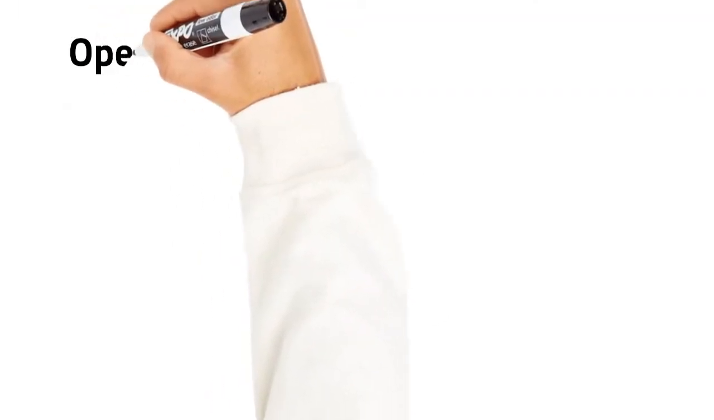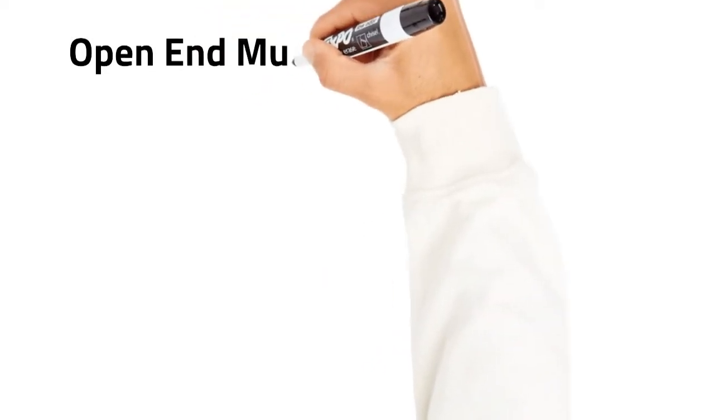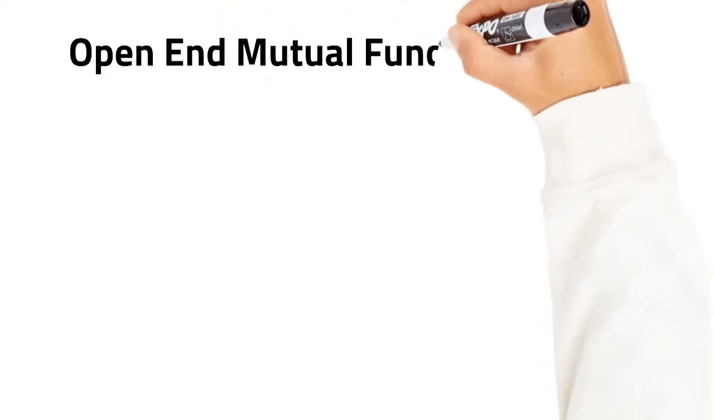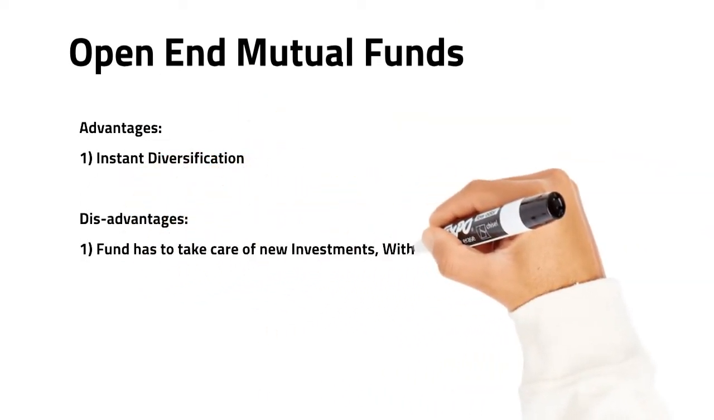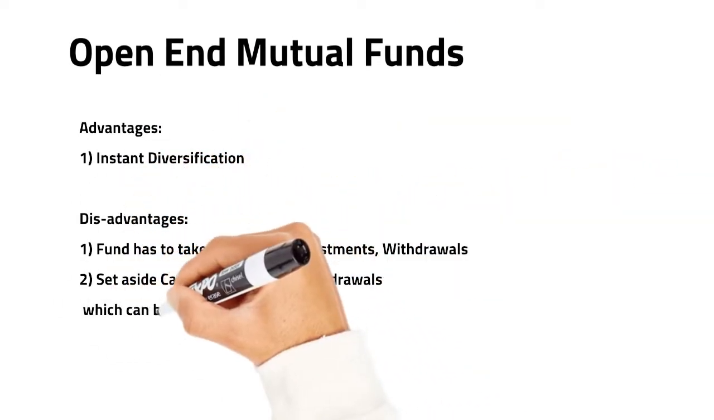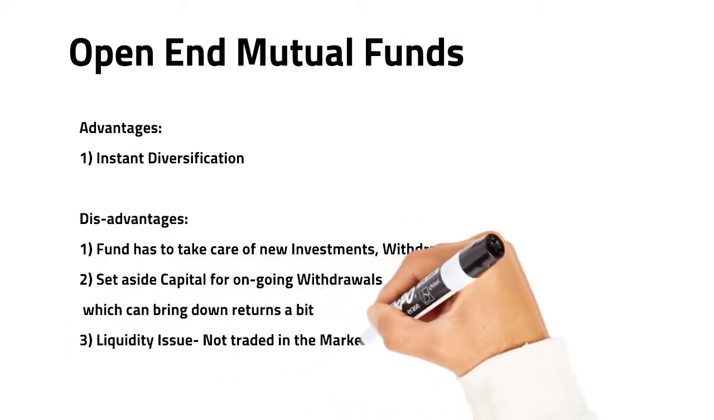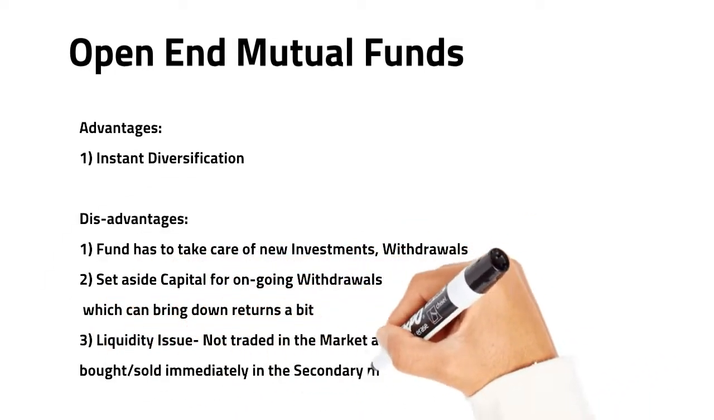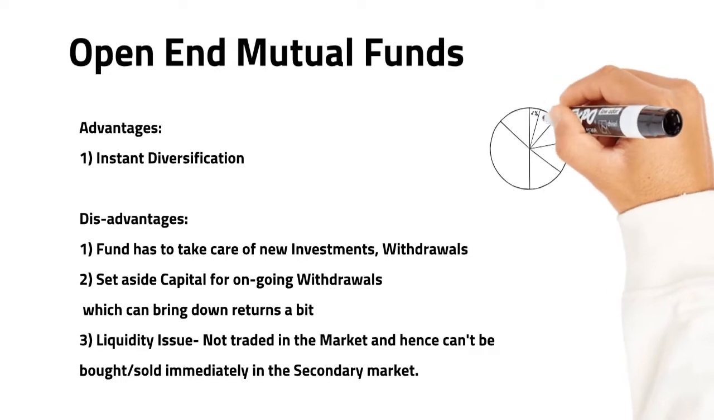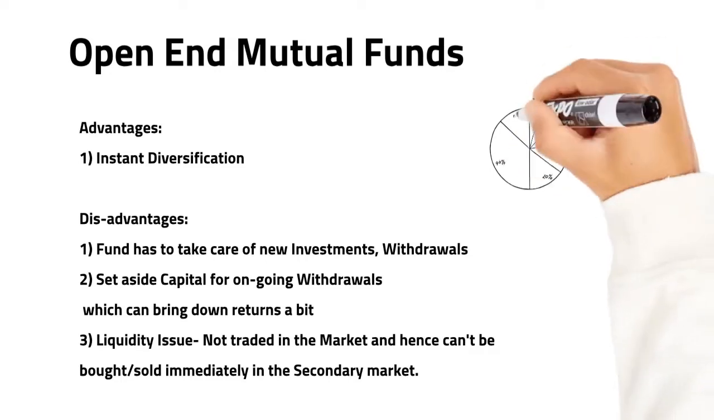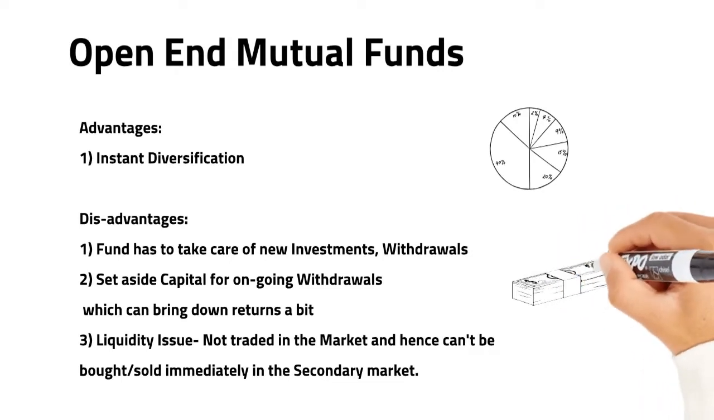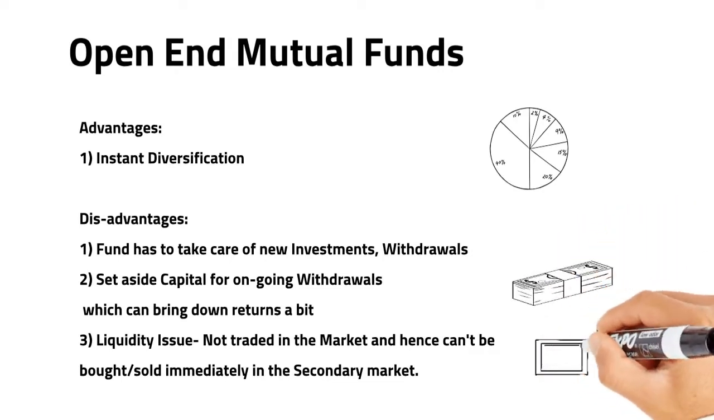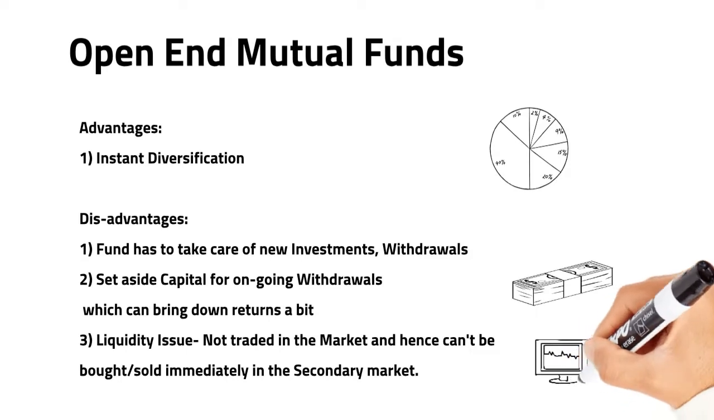For open-ended mutual funds, the money invested by the investors directly goes to the fund manager, who can instantly diversify the existing portfolio with new assets from the funds that he has obtained. The disadvantages of open-end mutual funds include that the number of shares vary with the creation or redemption request daily, and hence cash has to be kept aside to service these requests. Open-end funds are not traded in the market and hence lack liquidity for the investor.